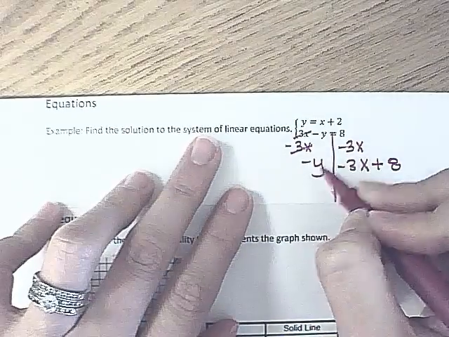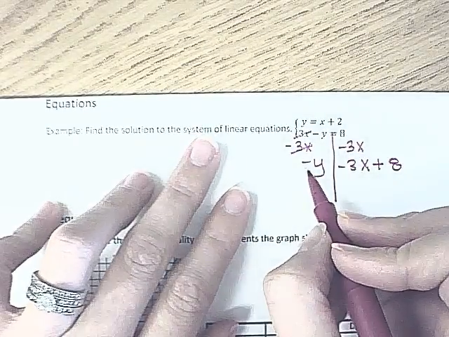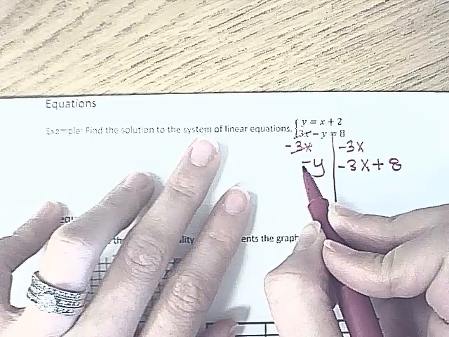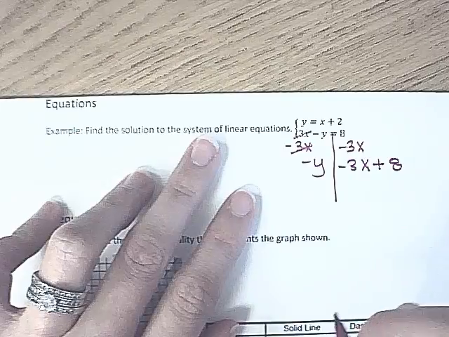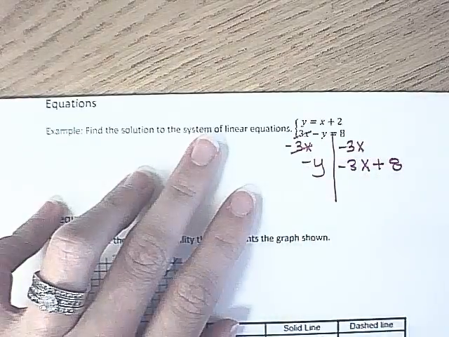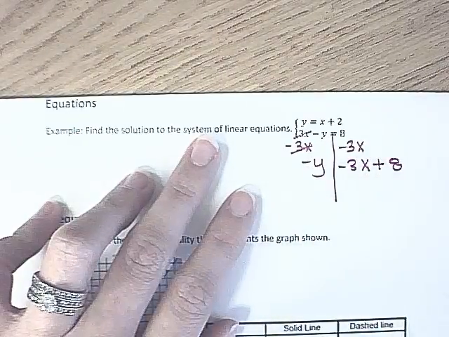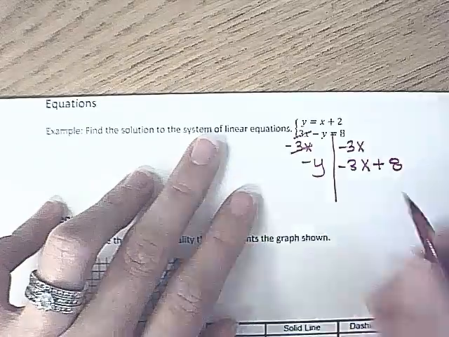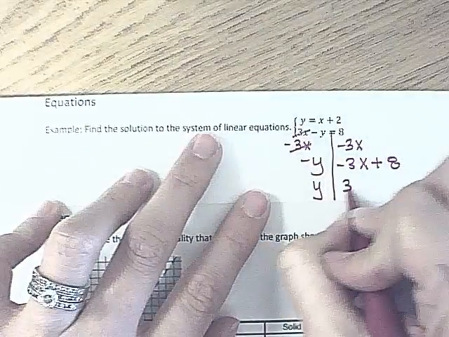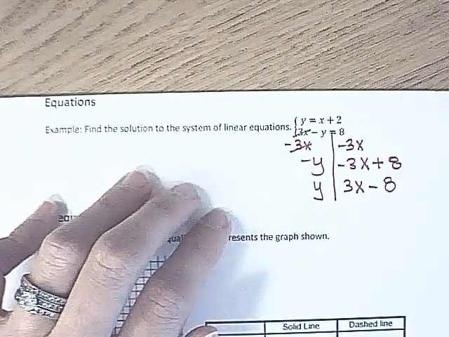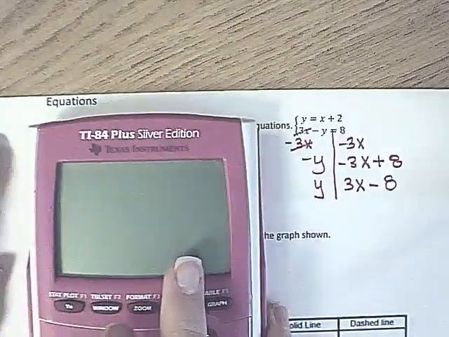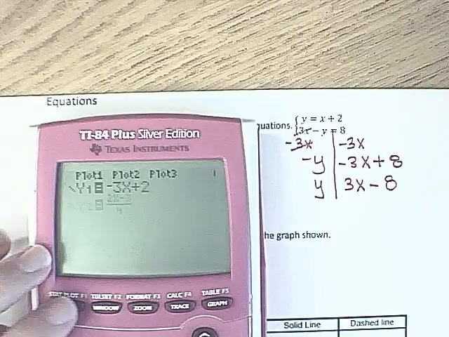I bring down the negative y, and I see students make this mistake a lot. They forget to bring down the negative. It's really important that you don't just drop that guy. Then to get rid of the negative 1 that's in front of y, I can either multiply by negative 1, divide by negative 1, or do my favorite, which is flip every single sign. Now I've got two equations in y equals format, and to find their solution, I can go to my calculator.